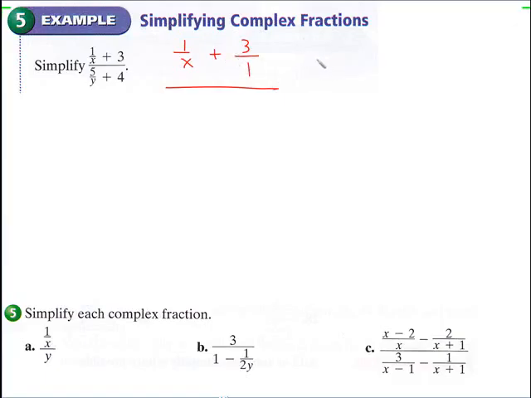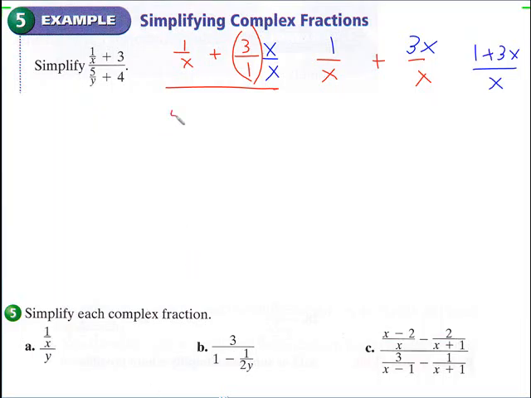So the common denominator is going to be x. So over here, that means you need to multiply this by x, top and bottom. Over here, you don't need to do anything because this already has an x, so this is already 1. Over here, that'll give you 3x. So when you simplify the top, the top is going to be 1 plus 3x over x. Okay? So you do the same thing on the bottom.